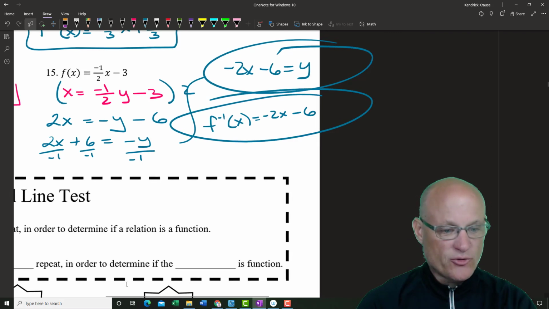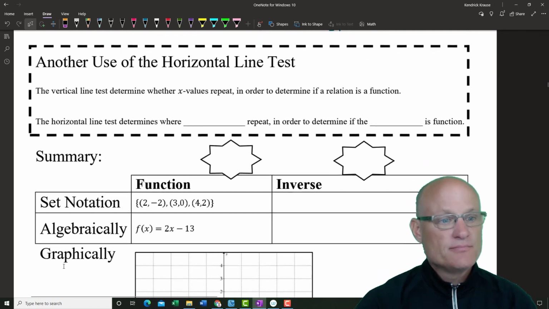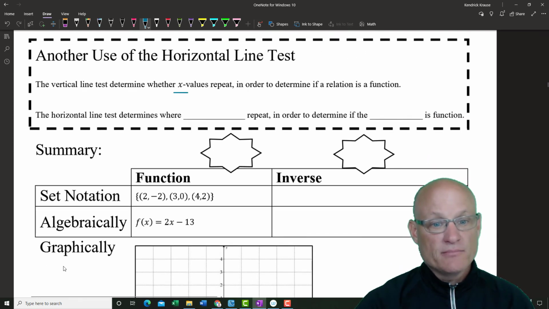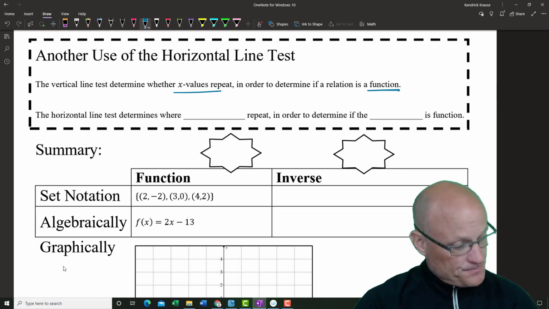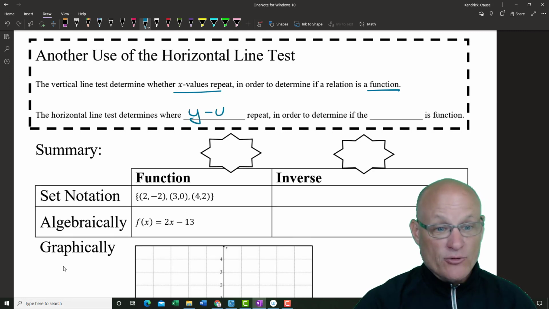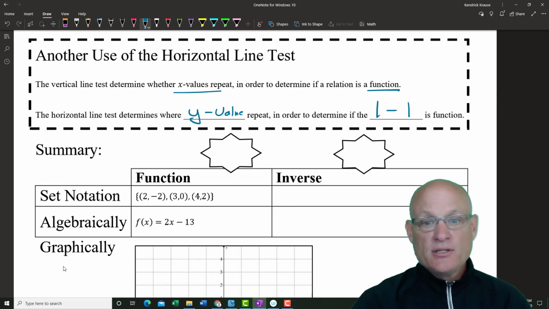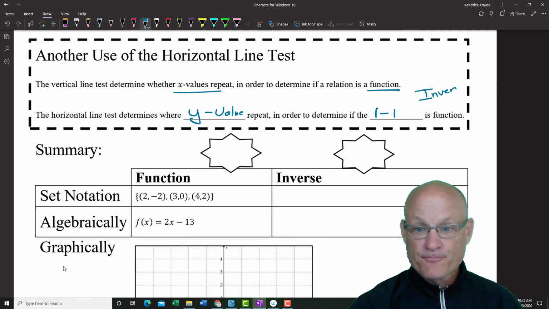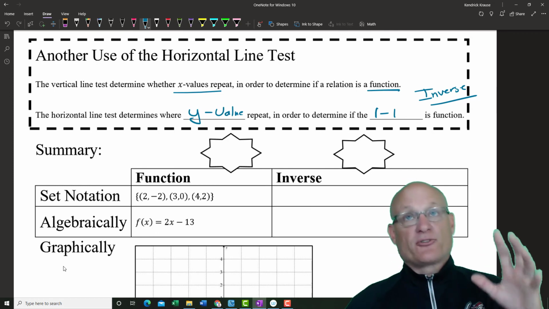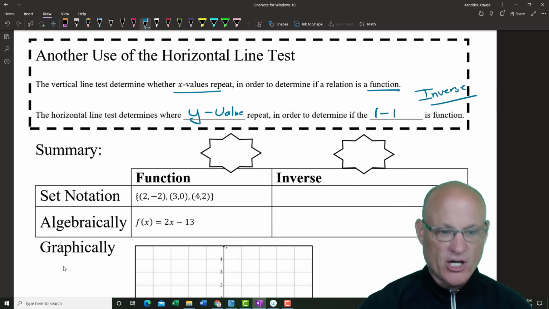All right, so let's just recap all the stuff we've gone through today. Vertical line tests. The vertical line test to determine what x values repeat. And that's only to determine it's a function. The horizontal line test determines where y values repeat, and that will tell you if it is a one-to-one function. And what a one-to-one function also means is that the inverse will be a function. In other words, if it's a one-to-one function, the original function will be a function, and if you graph the inverse, it will be a function. We'll talk about that more as we go through.